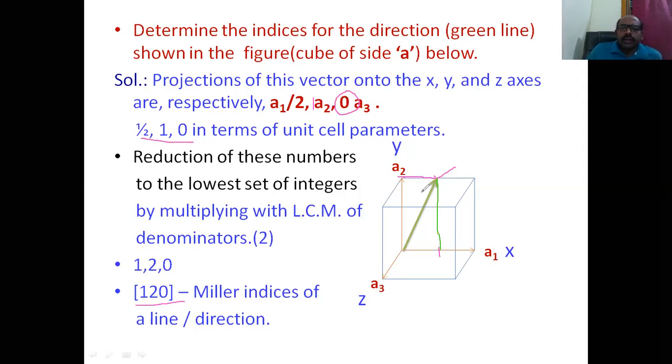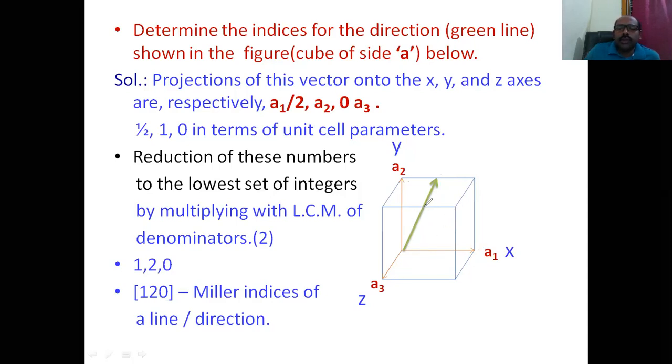Again, I am telling: at first, we have to confirm whether it is passing through origin or not. If it is not passing through origin, we have to translate the given vector such that it passes through the origin, keeping the direction and magnitude the same. Whenever it is passing through the origin, we have to take the projections along the three basis vectors.